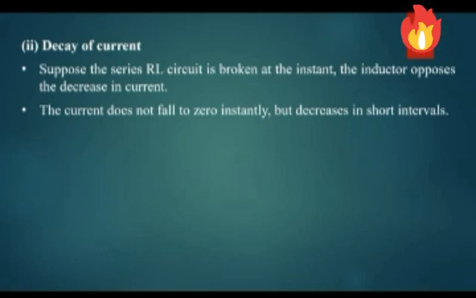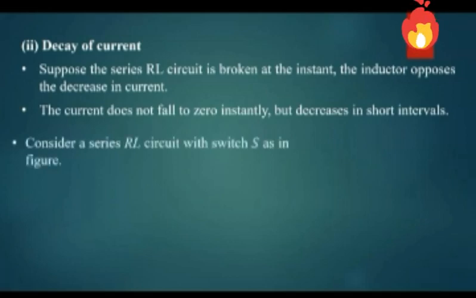The inductor will oppose the decrease in current. The current does not fall to 0 instantly, but decreases over a short interval of time. So the current in the circuit will not suddenly fall to 0, but instead decreases over a short interval of time. That leads to the transient phenomena.